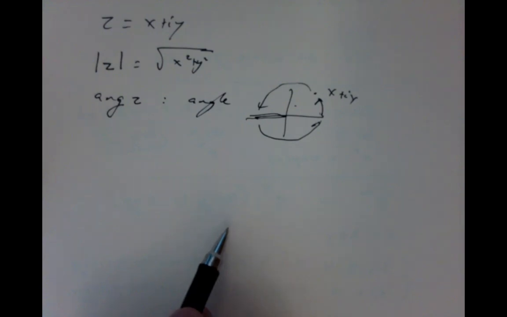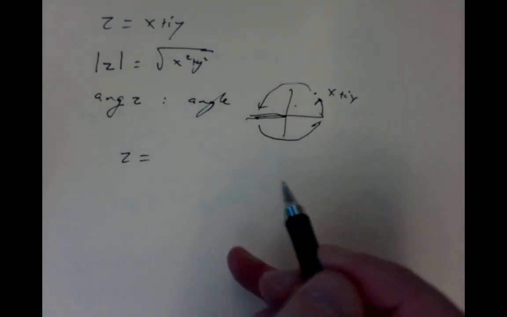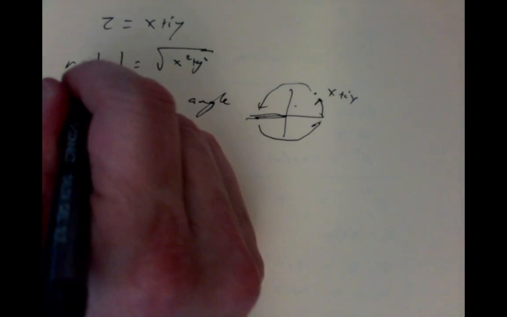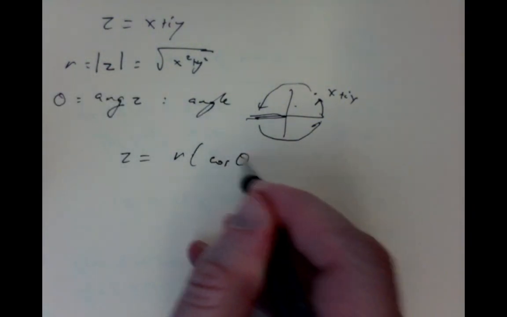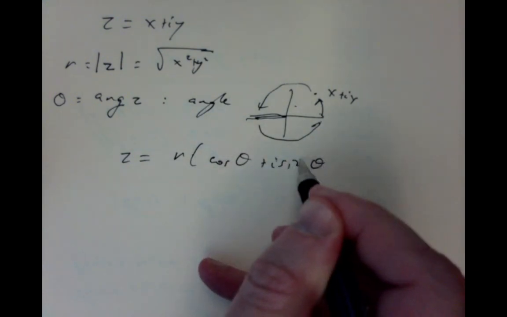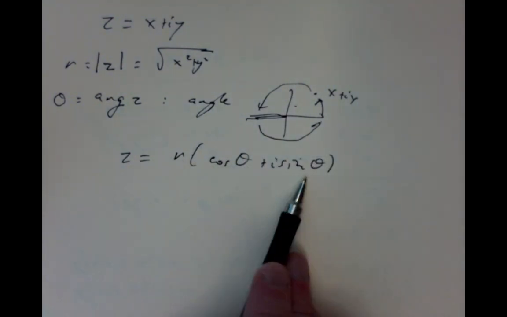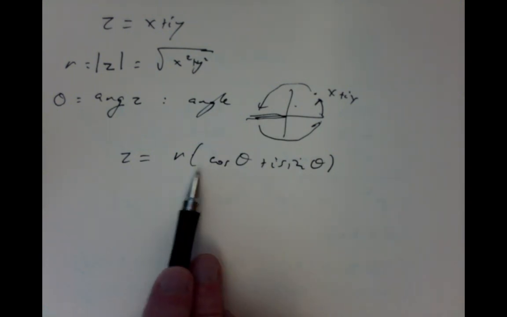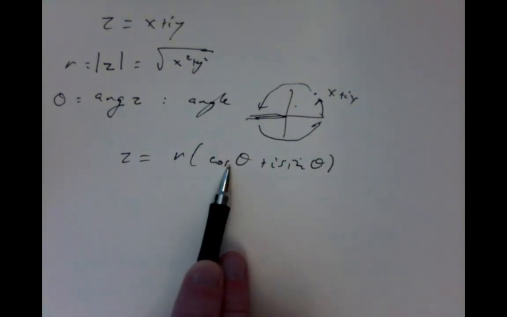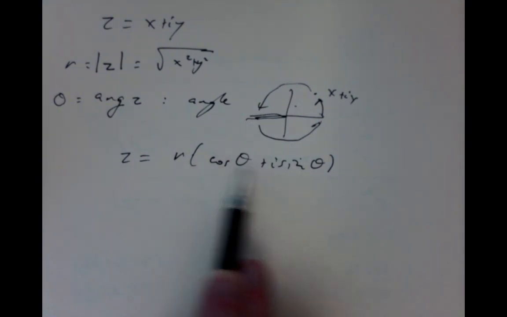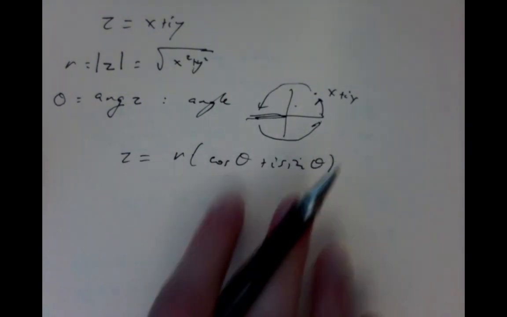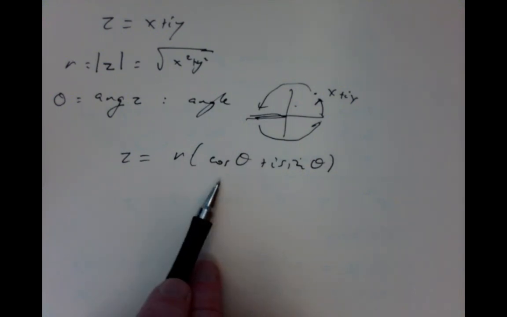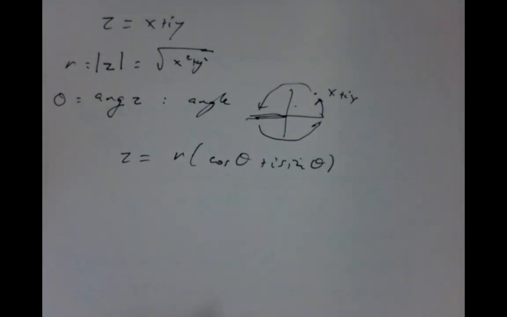Now that gives us, as we said before, that if we let this be r, and this be theta, then z is r times cos theta plus i sine theta. So that's how we can represent every complex number in polar coordinates. This polar description has a real part r cos theta and an imaginary part r sine theta, the usual trig formulas for the x and y locations of a point in the plane based on its polar values, r and theta.